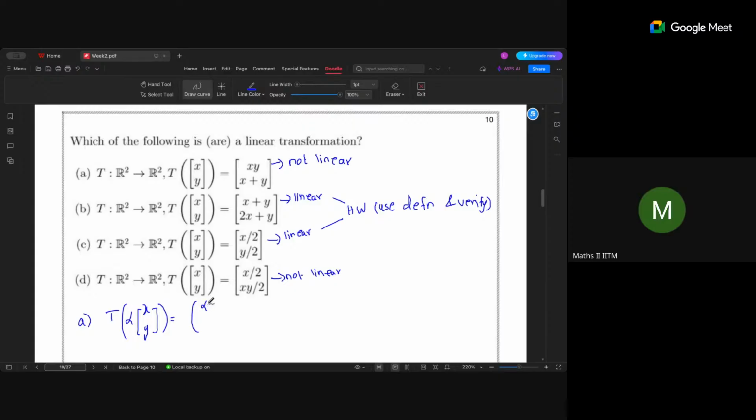It is alpha times x, alpha times y, and then here alpha x plus alpha y, right? So this is what we are getting. So here this is T of alpha times (x, y). Now what is alpha T of (x, y)?